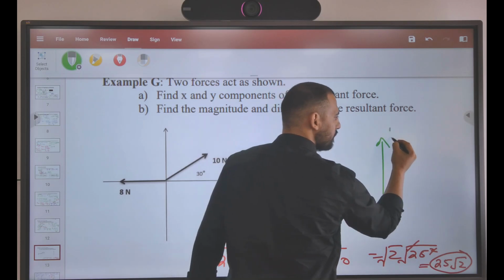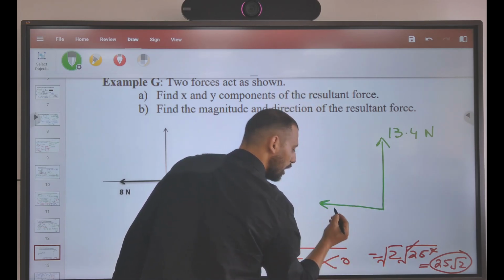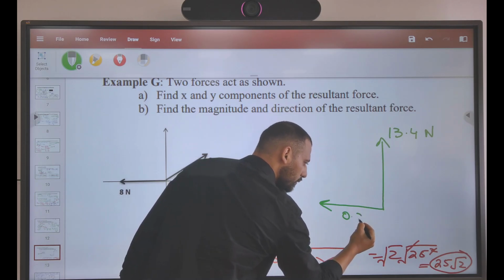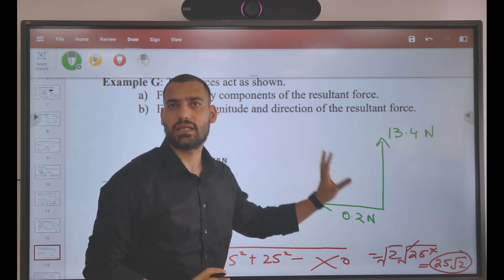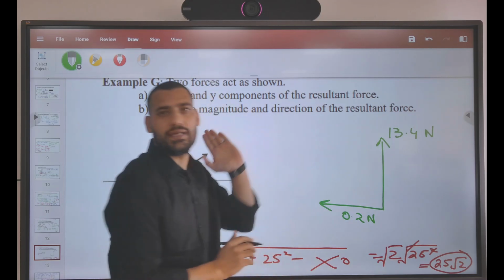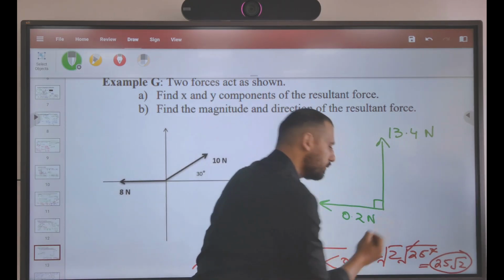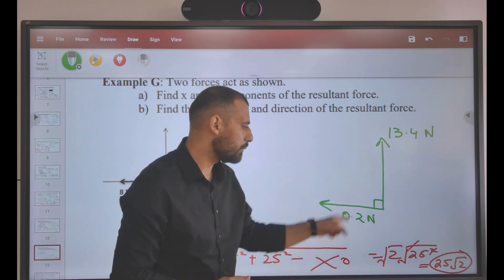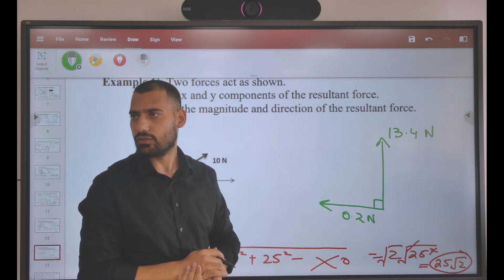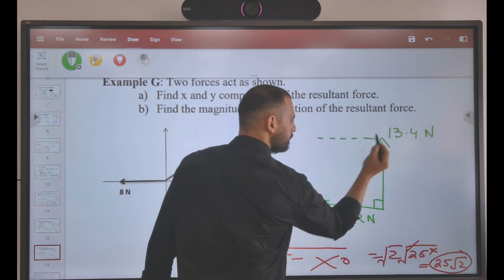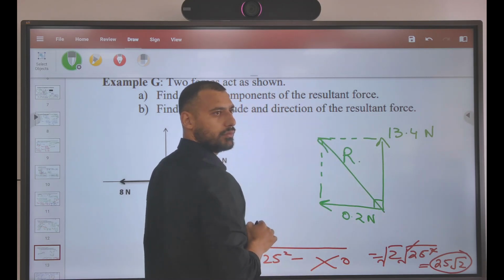In the y-direction, I have 13.4, isn't it? And then one more here. How much is that? 0.2. Isn't it? Now understand. We have to find the magnitude and the direction of the result. So, if you have to find the magnitude, there are two vectors perpendicular to each other. The resultant will be given by the diagonal as per the parallelogram, isn't it? So if this is the parallelogram, this will be the result.